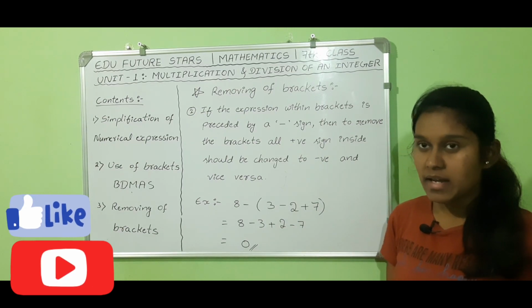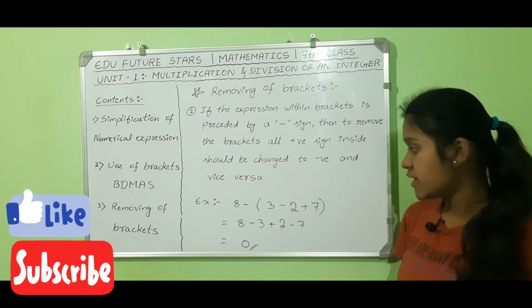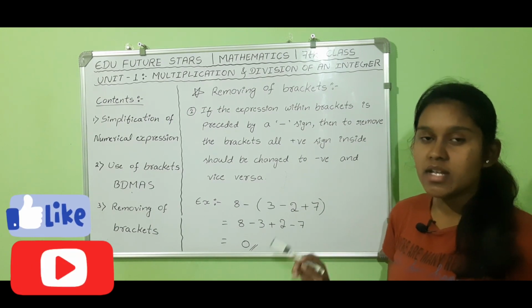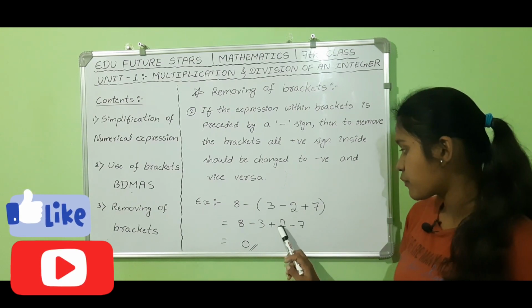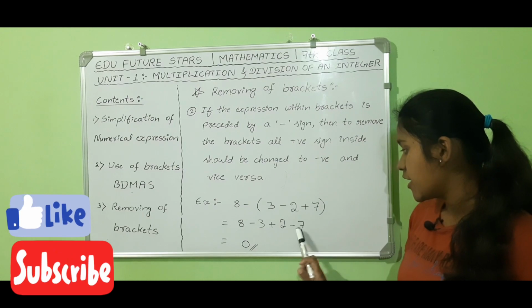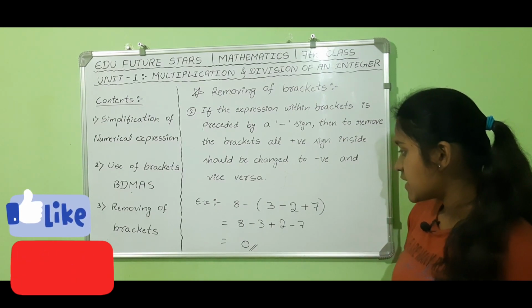8 plus 3 is there. We are removing the bracket, that's why this becomes negative 3. Negative 2 is there. We are removing the bracket, that's why negative 2 becomes positive 2. Positive 7 is there, then this will convert into negative 7. Got it? Now we'll simplify this.